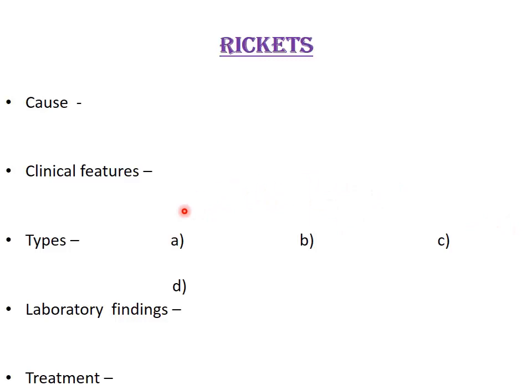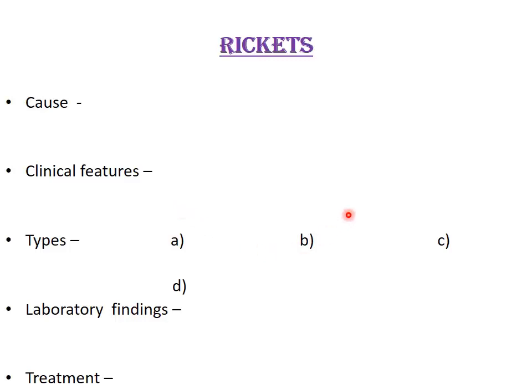Types. So what are the types of rickets? There are 4 main types you can remember. First is vitamin D dependent rickets. The vitamin D dependent rickets may be of 2 types, 1 and 2. This is A and B. A is your 1 and B is your 2.